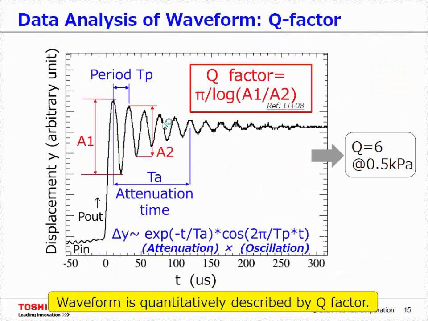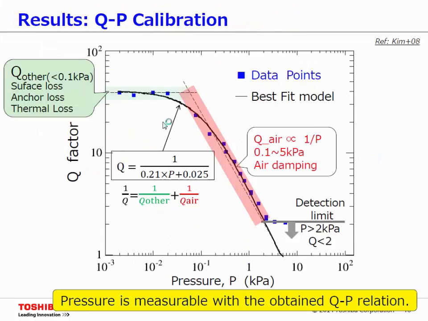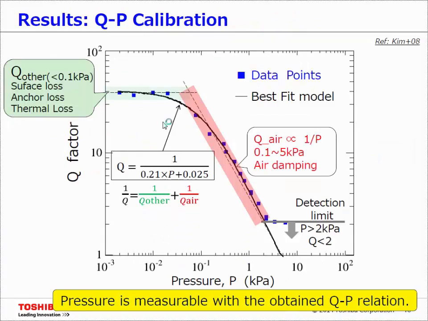So this is a waveform at 0.5 kilopascal. If you calculate the amplitude ratio between the first largest amplitude and the second largest amplitude, the Q factor can be calculated in this way. And in this case, the Q factor is 6. If you do this analysis for all the waveforms I have observed, I get data like this one, Q factor against pressure.